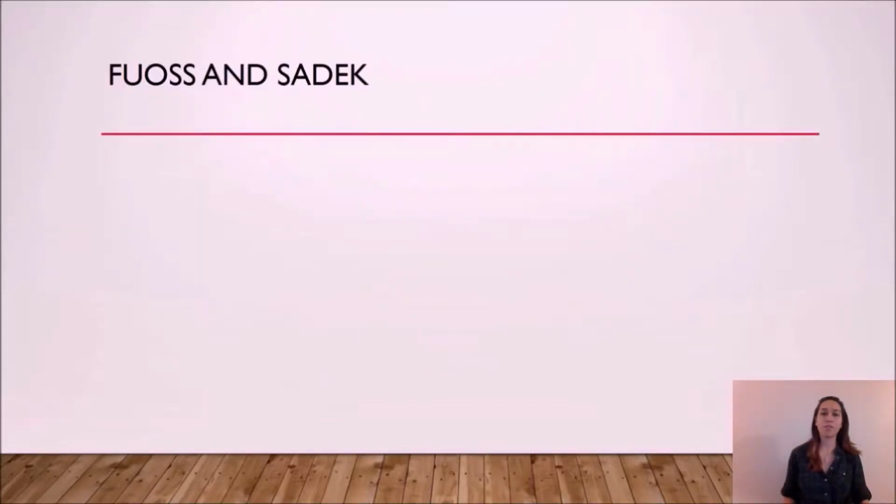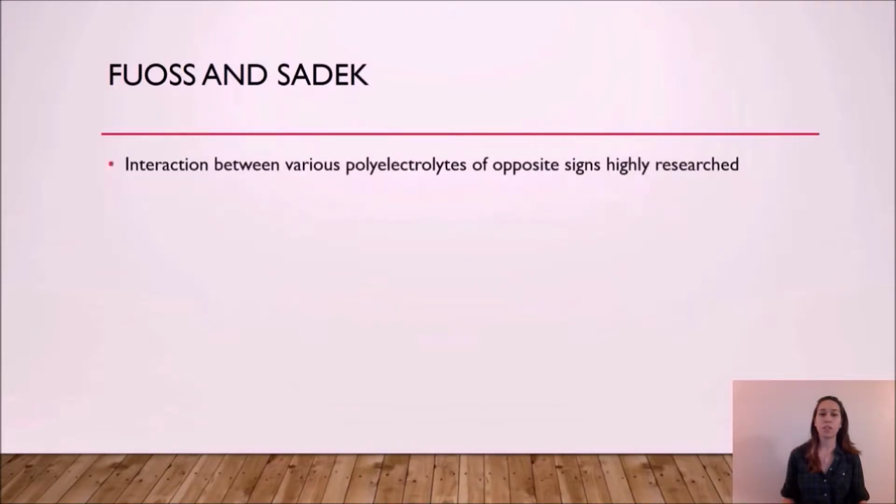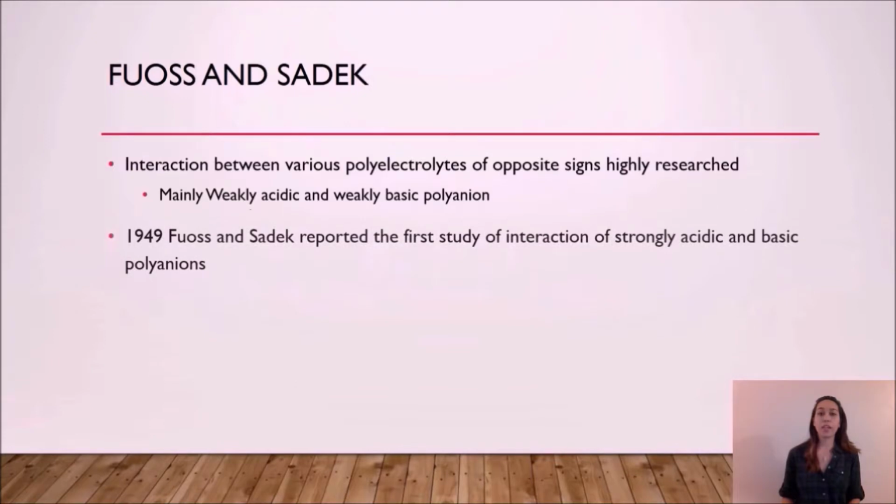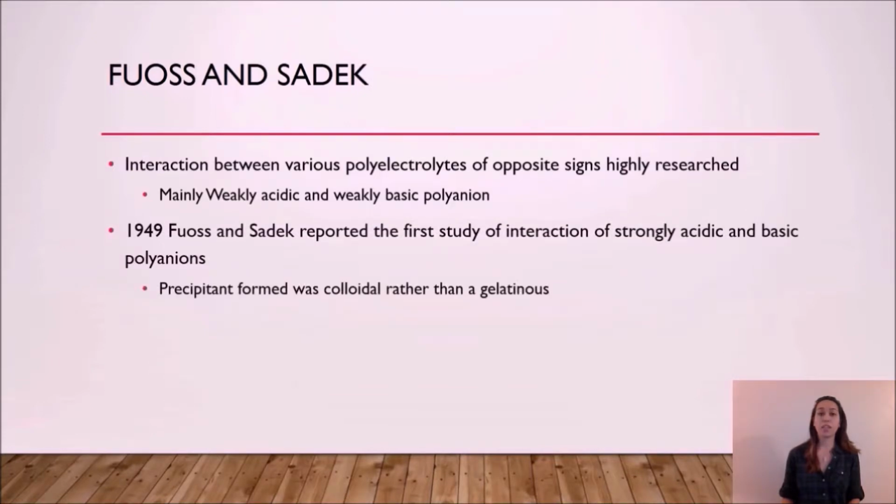In 1949, Bungenberg and Sadak made the first reported study on the interactions between strongly acidic polyanions. Prior to this report, most research was done on weakly basic and weakly acidic polyanions. They found that the reaction between two polyelectrolytes created a colloid precipitant rather than a gelatinous phase that had been studied previously. The reactions occurred rapidly and were essentially stoichiometric.